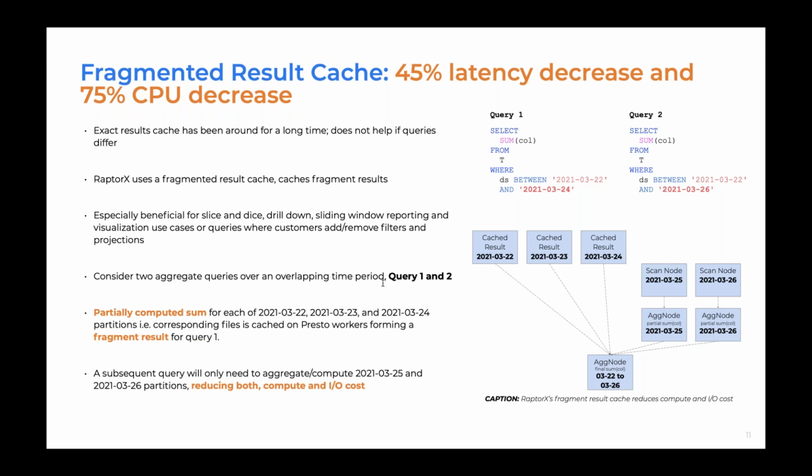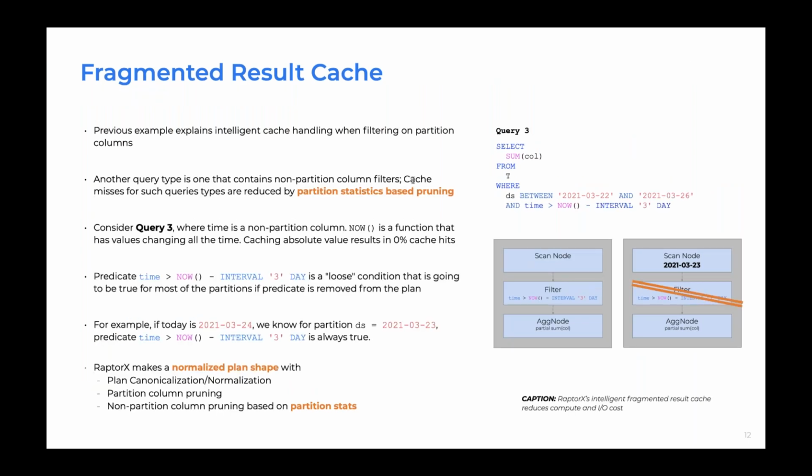Let's look into another example for the fragment result caching. So now we looked into a static filter. Now let's assume our filter is time greater than now minus 3 days. This is a very common query pattern inside Facebook. People are mostly trying to read the latest and fresh data. They're always saying now minus 3 days. The problem with now is it's always changing. If you run the same query even 1 millisecond later, it is going to produce a different query plan fragment. How do we solve this challenge?